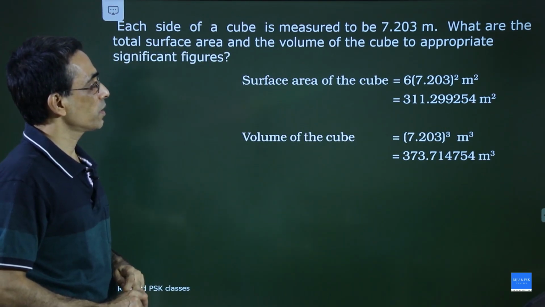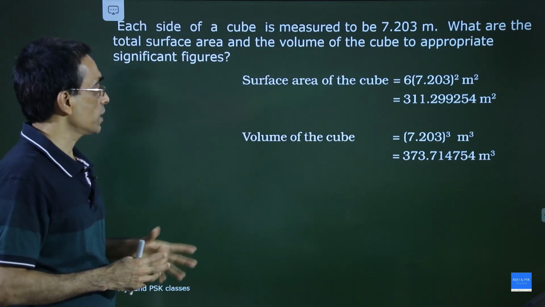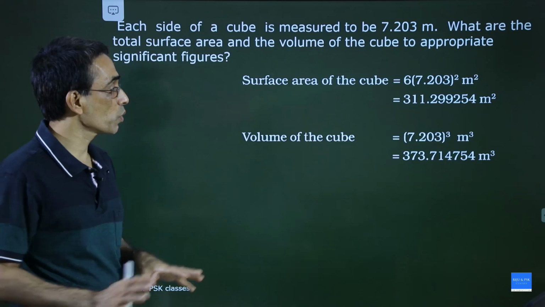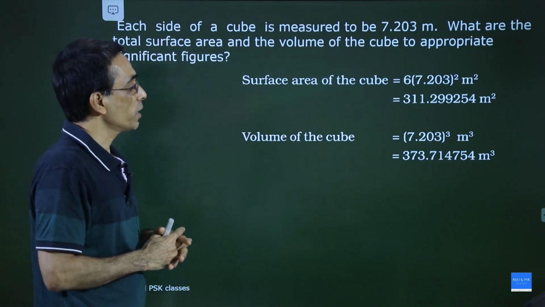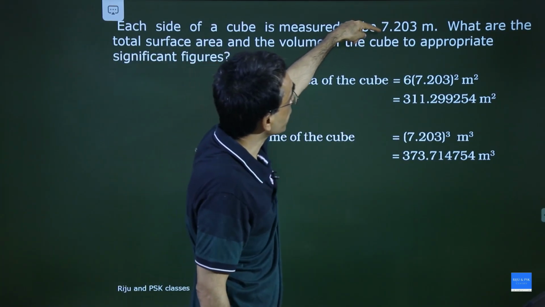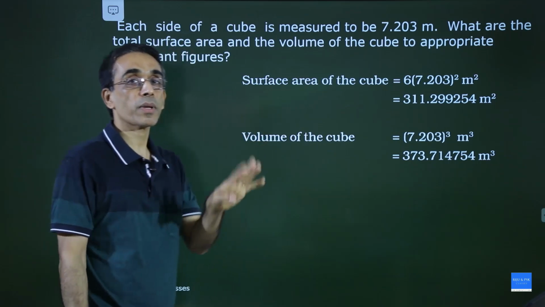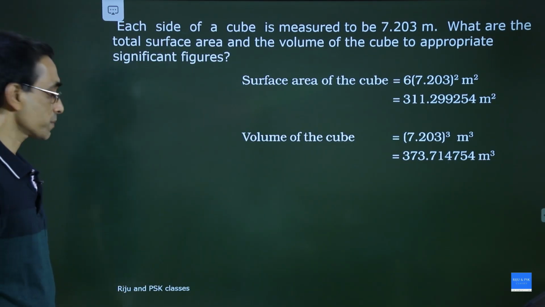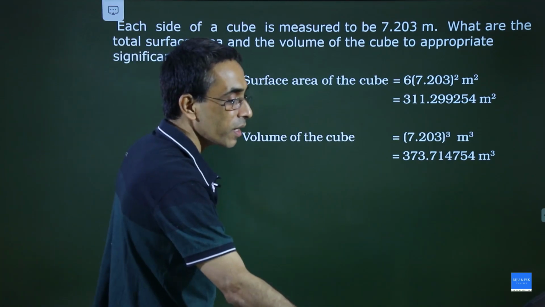Okay. So you should round it off. Volume of the cube will also be given like this. You should round it off. According to our rule, you should round this off. Okay. So your answer should be correct for 4 significant places. Give me the answer in the comment box. Okay. Next one.